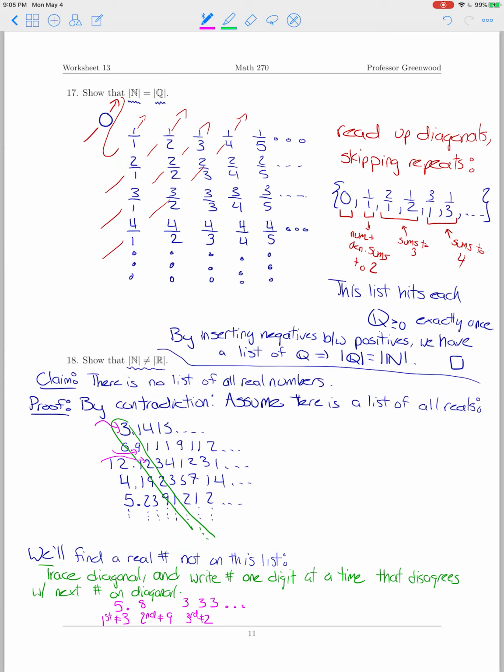And every number that I see on the diagonal, I'm just going to alter it to something different. It doesn't matter what it is, anything. And so the number that I end up with here, 5.8333 and so on, off forever, this number is real. And also, importantly, it's not on my list.